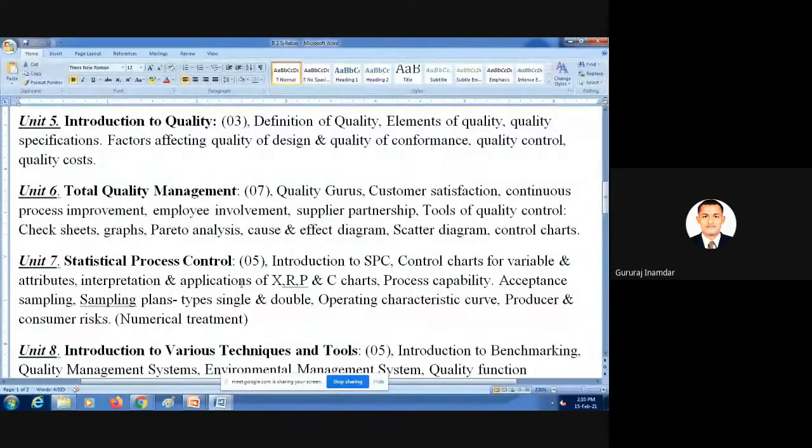Now next is the tools of quality control. As we are engineers, we have to take a record, we have to store records of each and every activity inside the industry. So there are different tools: check sheet, graphs, Pareto analysis, cause and effect diagrams, scatter diagram, control charts.